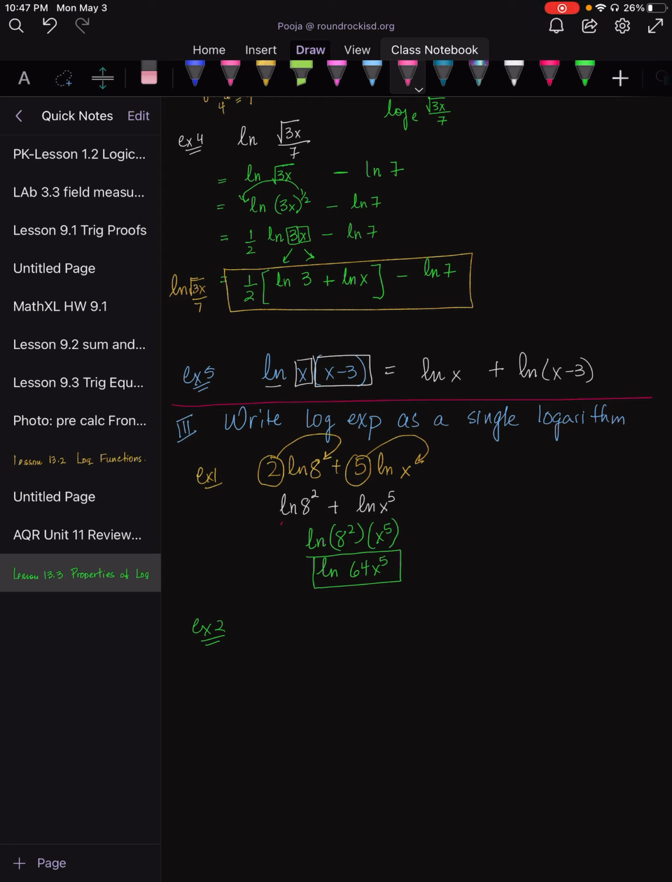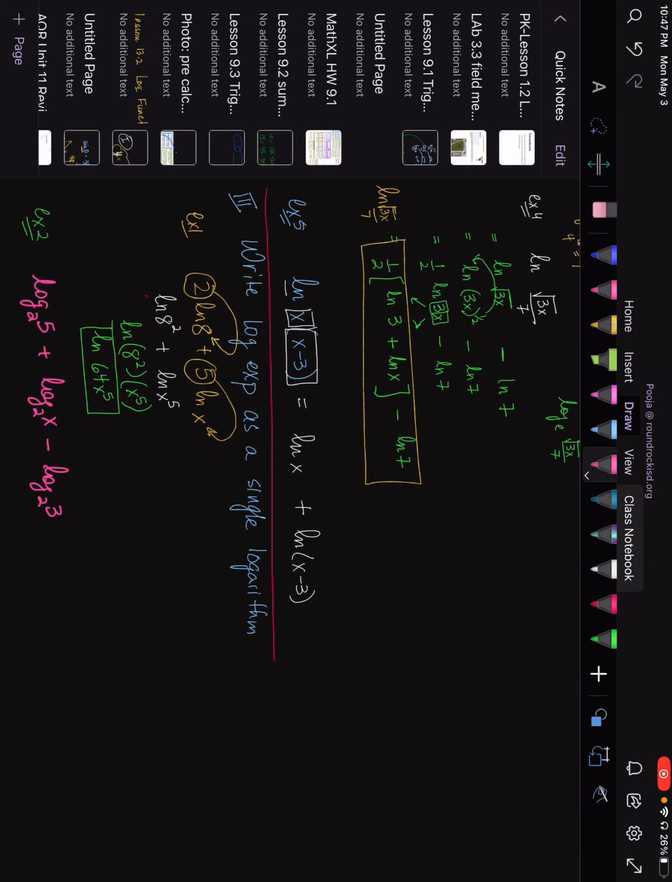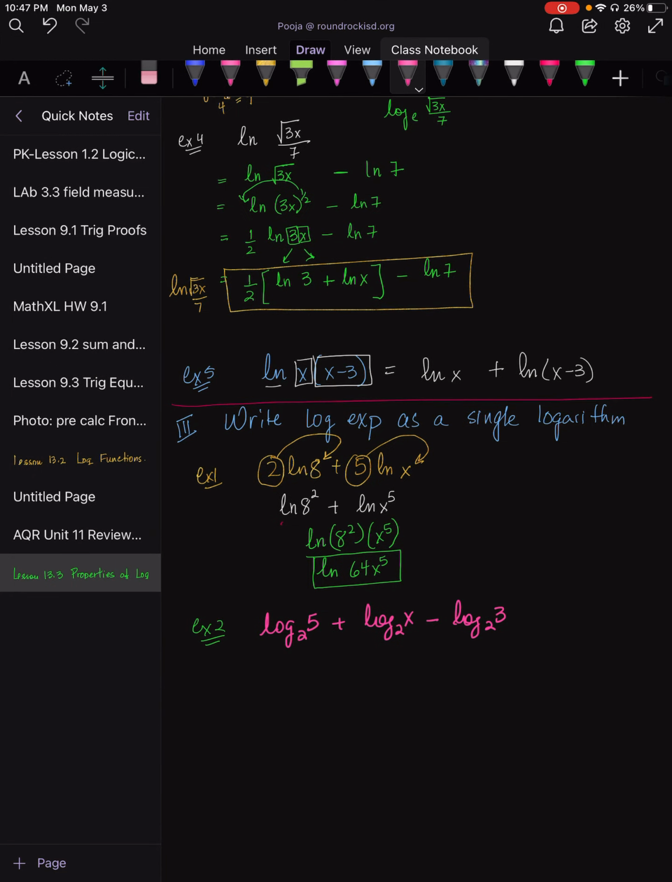Here I have another one. This is a slightly long one. Log of 5 base 2 plus log of x base 2 minus log of 3 base 2. Can I combine that into a single expression? We'll start from left to right. Both of them are logs. There is no number in front, so we don't have to take it to the power. Both of them are log base 2, and this is addition, so I could combine them into a product.